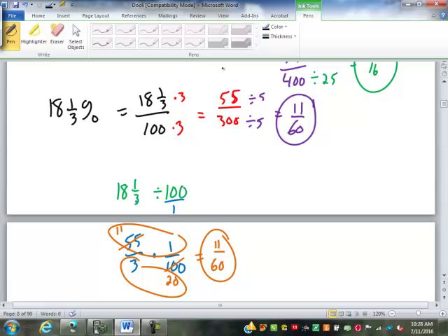Depending on how you are with fractions, one of those methods may be easier for you than the other. I like this one here where I can just divide it out, because those of you with fraction calculators, you can just type it in. 18 1/3 divided by 100, and it'll give you a fraction.